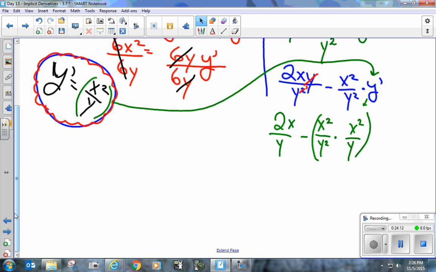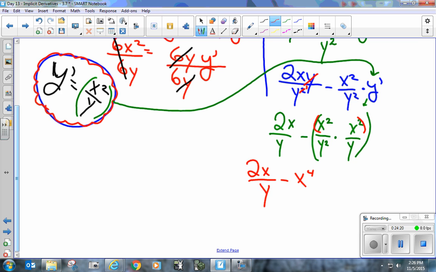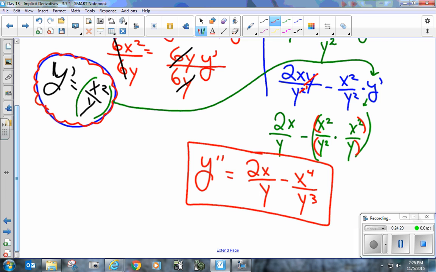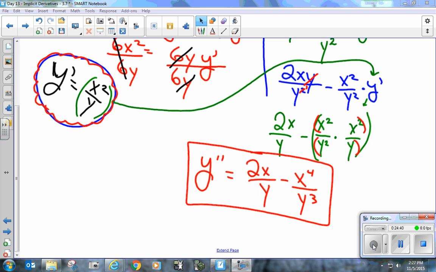I get 2xy, this side isn't changed, minus. Multiply those two, I do get x to the fourth. What do I get when I multiply these two? And that is y double prime right there. So you always have to get to a point where you substitute y prime back in for y double prime. Okay, we're done. So you can go home and try number 6 on your own.